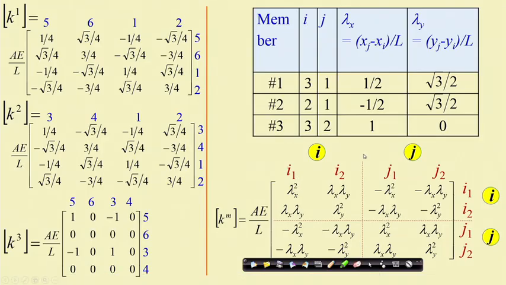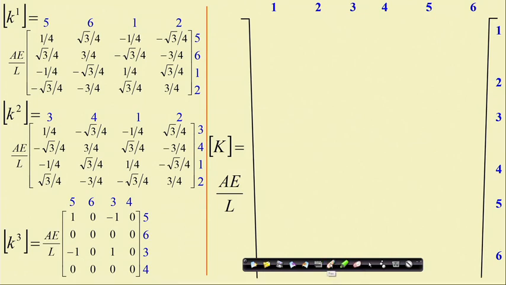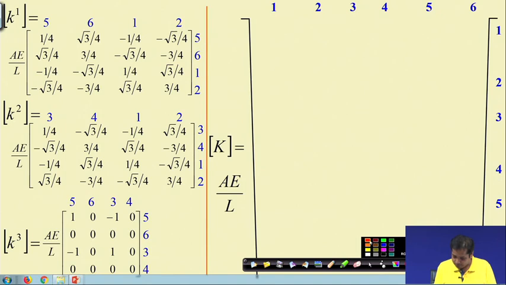Now, let us find out. Suppose these are the elements, these are the stiffness matrices. Suppose this is our stiffness matrix. We do not know the value of the stiffness matrix yet, but we now identify it. These are our node degrees of freedom 1, 2, 3, 4, 5, 6. So this is essentially for node number 1, 2 and 3.